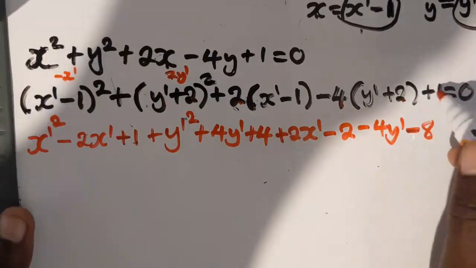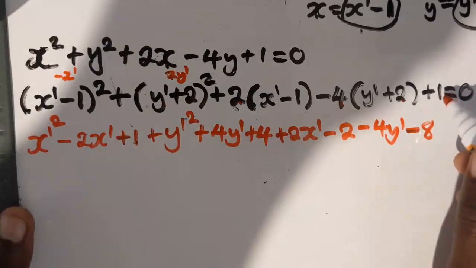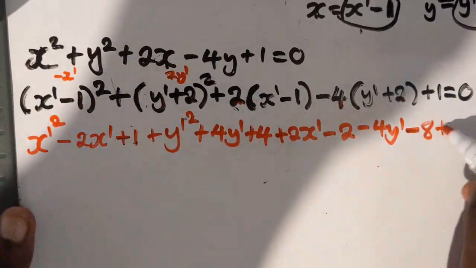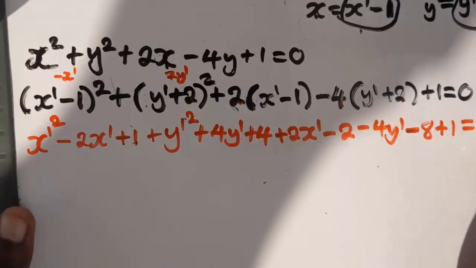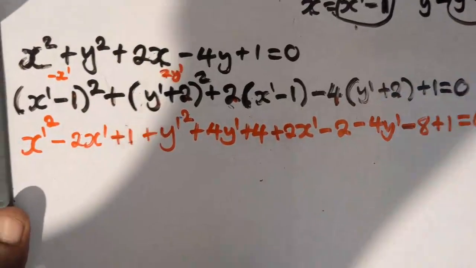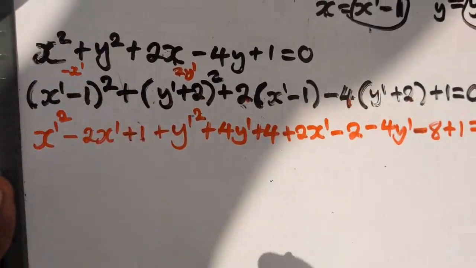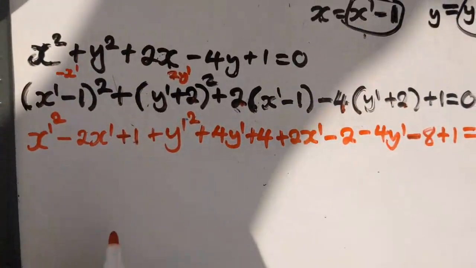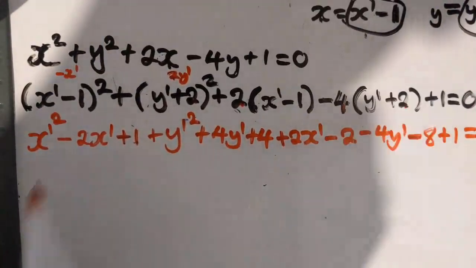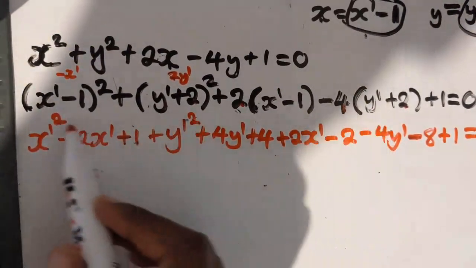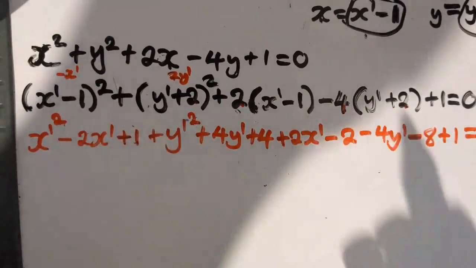Okay, so when you come here, what you're supposed to do next is just to add this. That's plus 1, like that. Then it will be equal to 0, like that. Okay, then here now, that is where you collect the like terms. What you are supposed to do, collect the like terms. So you see those that have squares, those that have power 2, those that are like terms.